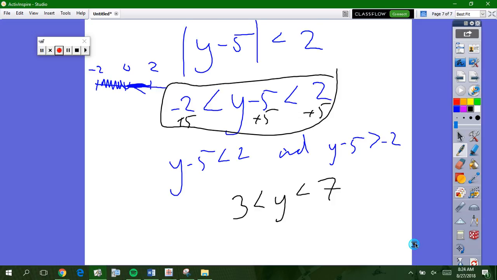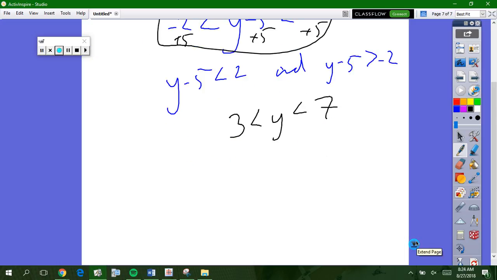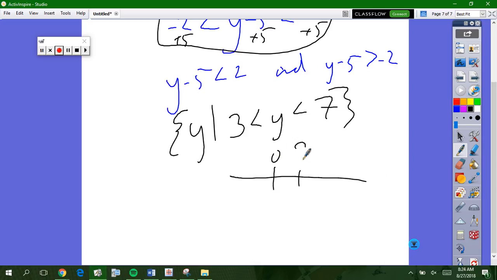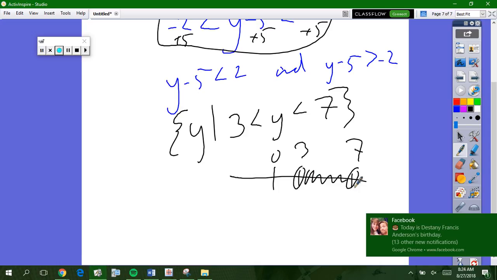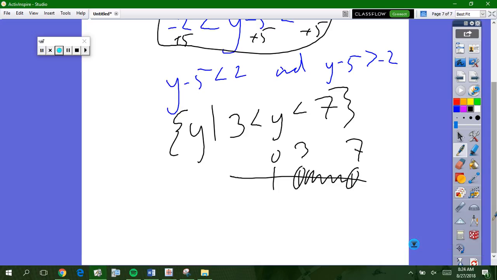But once again, this would be our set builder notation. How do I write this as set builder? We don't use x's this time because we have a y, so therefore it's y such that we need to go ahead and graph that. Here's 0, here's 3, here's 7. Your open dots with that stuff in between. Okay, that's perfect. Okay, what would be our interval notation? Anyone volunteer for that? Shout it out for me. 3 to 7 with parentheses, correct, right?